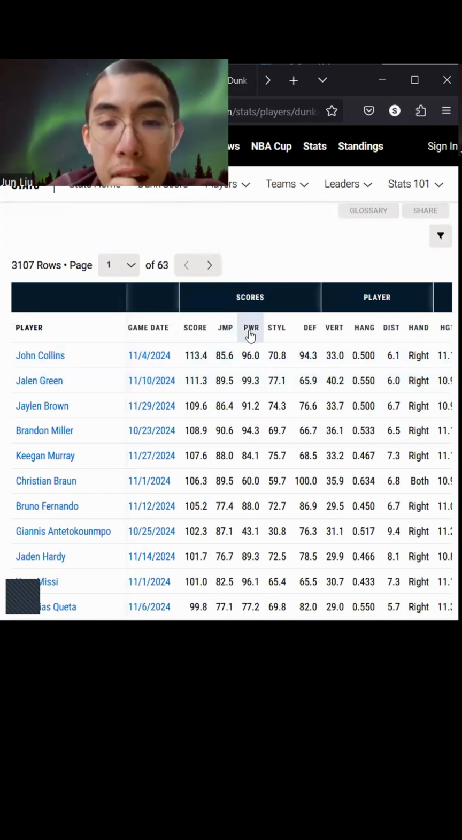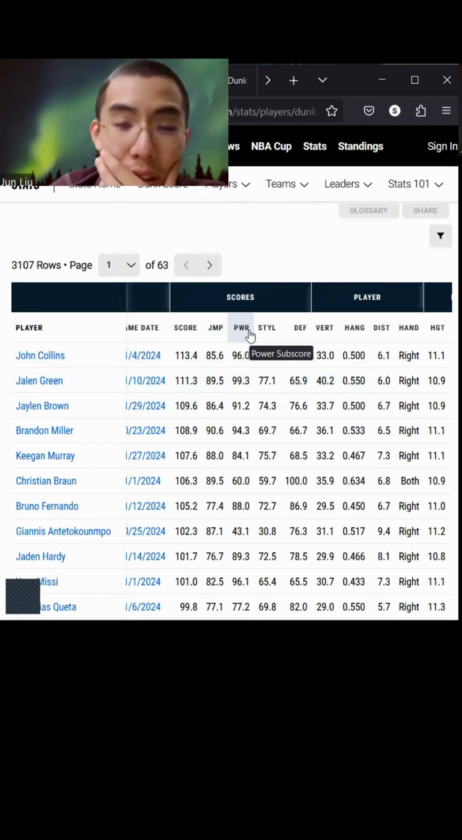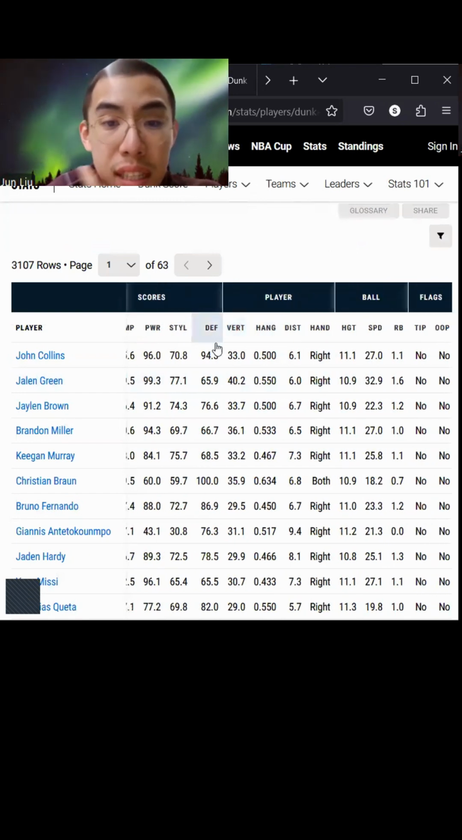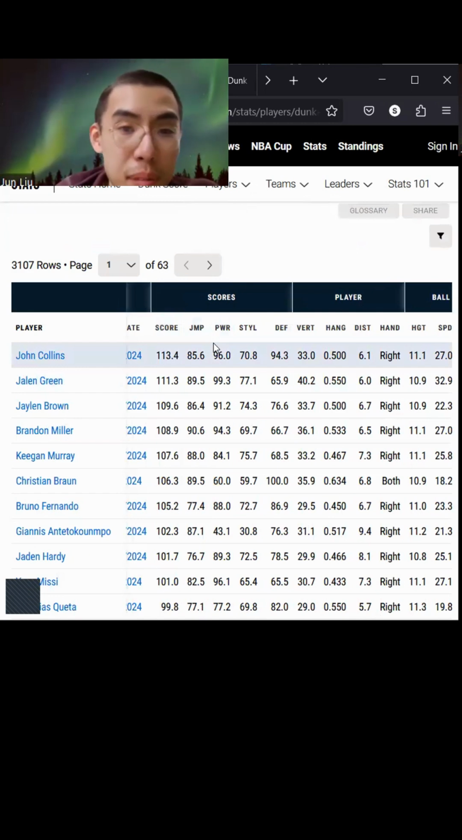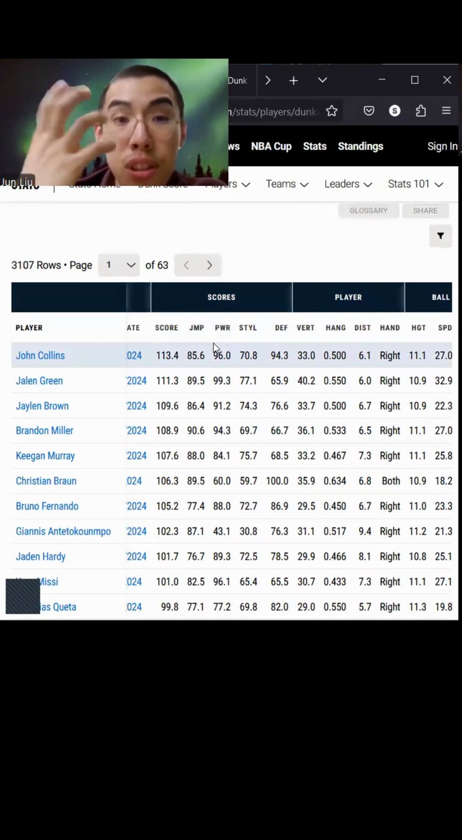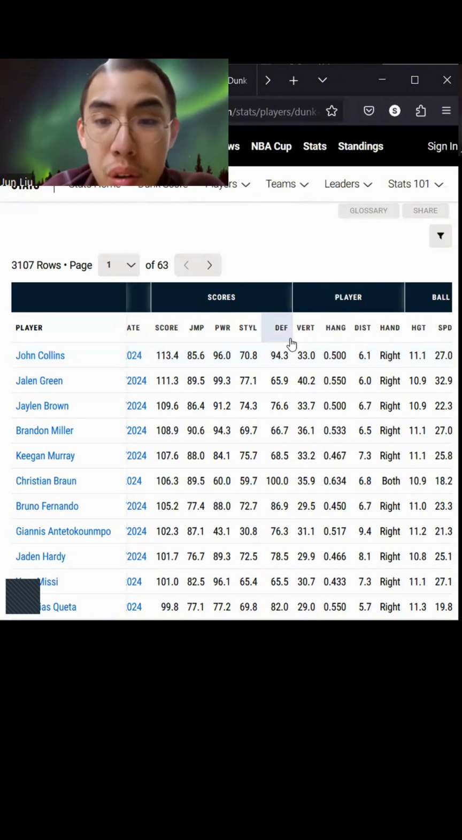So you have your jump and power. No, these are the scores that compile all of these individual metrics. So again, when you have enough data, you can build a machine learning model to find a more objective weighting of each of the scores from the individual data.